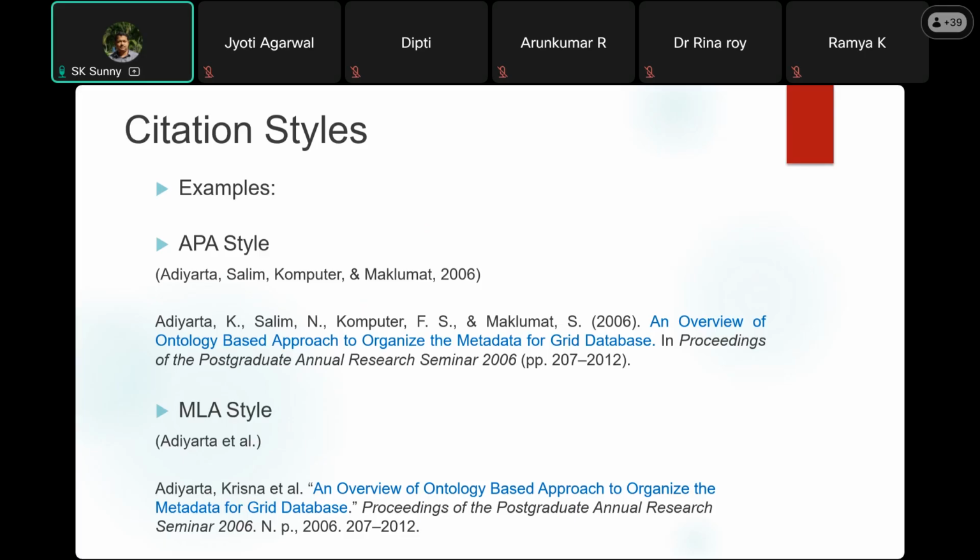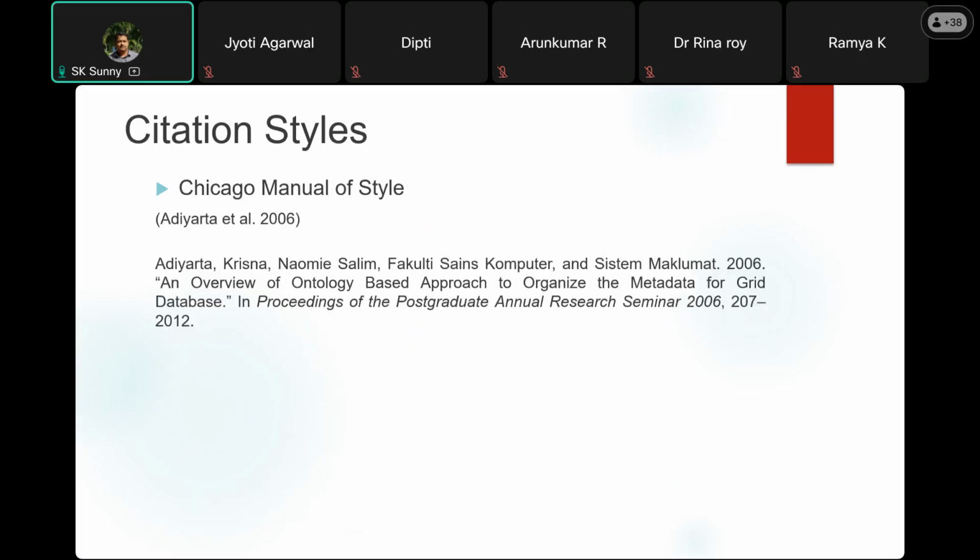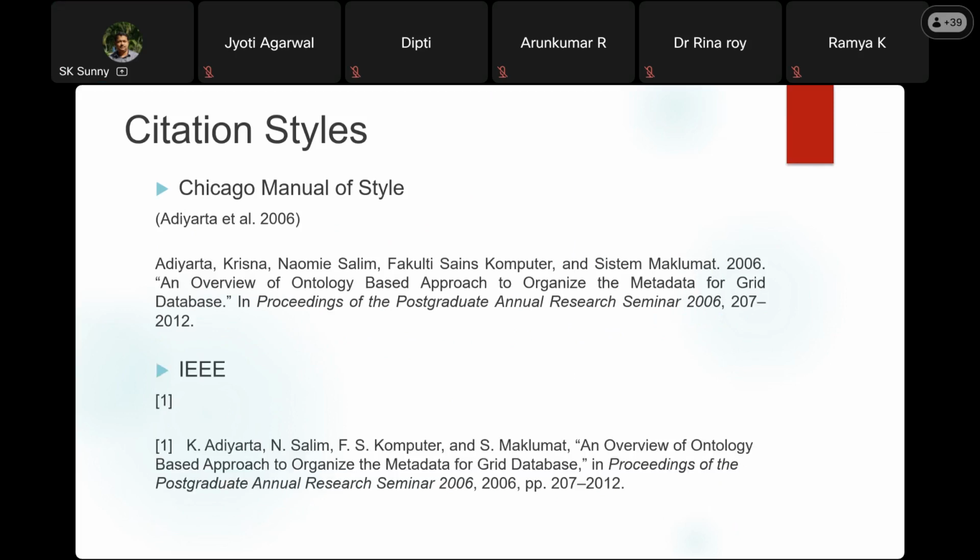there are different citation styles, APA style, MLA style, and there are differences in how we present the information. This is another style, the Chicago Manual of Style. I have written the same document here. You need not learn everything right now. Just have a flavor, a taste of the differences. And this is the IEEE citation style. IEEE is a numbered style, with numbers put under big brackets. The same thing is written like that.